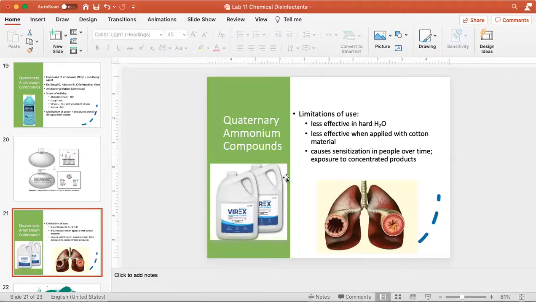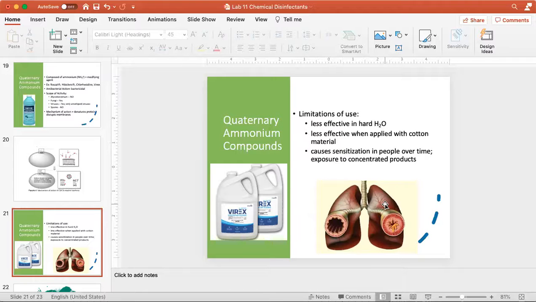There's one other limitation for quaternary ammoniums that we need to know about, and that's this last one. People who use concentrated forms of quaternary ammoniums in their work, so think about, for example, janitorial staff in hospitals. They're the ones who are mixing up the concentrated chemical with water every day to clean floors and things like that. If you get exposed to the fumes of these chemicals over time, you can develop a sensitization to them. Now, what do I mean by that?